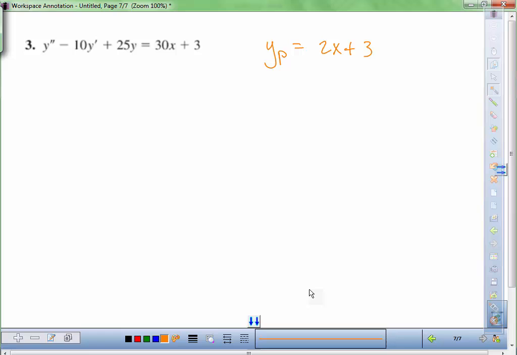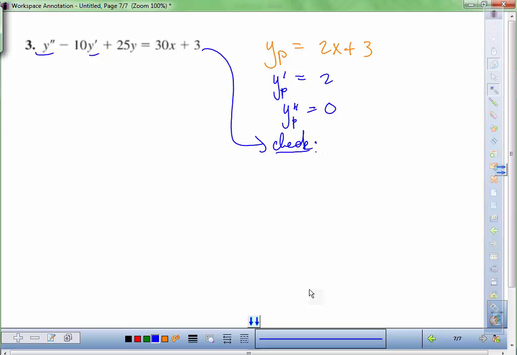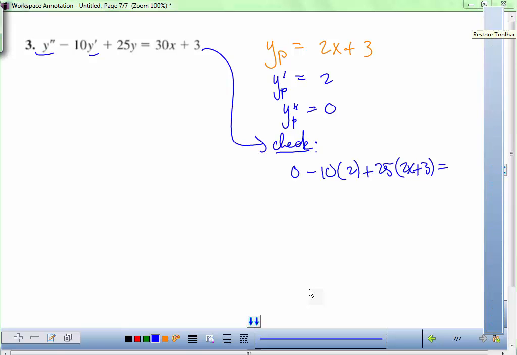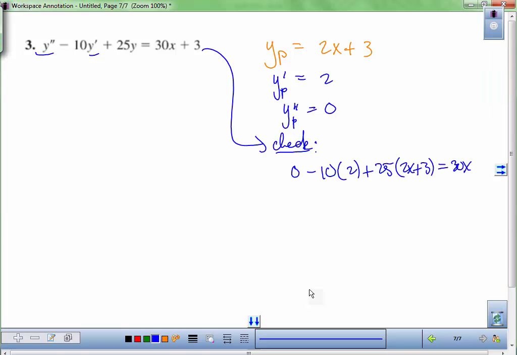Let's plug it in. What do we need? We need the first derivative and the second derivative. So yp prime is equal to 2. Yp double prime is equal to 0. Those are nice, they just become 0. We check our work. It says 0 minus 10 y prime, which is just 2, plus 25y, which is 2x plus 3. And this is supposed to equal 30x plus 3.